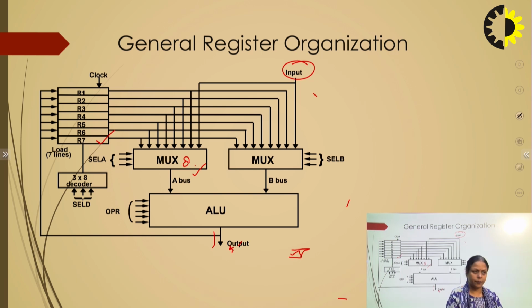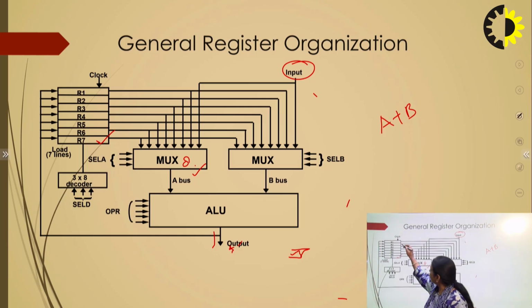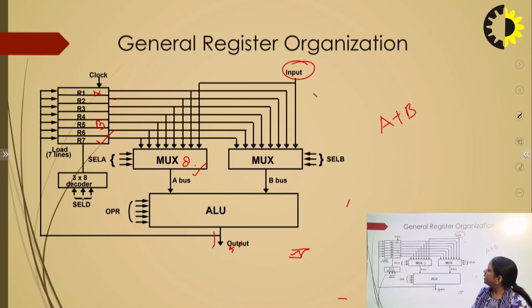Now, how does it perform? If there is an operation, for example, if we are going to perform the operation A plus B, what will happen in this case? For example, the first operand A will be stored in R1 and the second operand B will be stored in R5. So, all the operands are stored in the registers. The A operand will be selected from multiplexer 1 and the B operand will be selected from multiplexer 2. So, we have A on the bus and we have B on the bus.